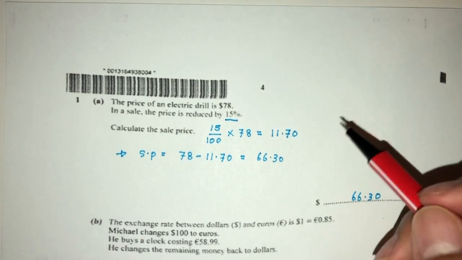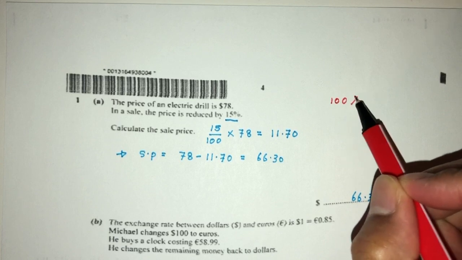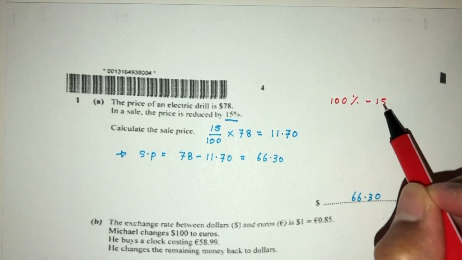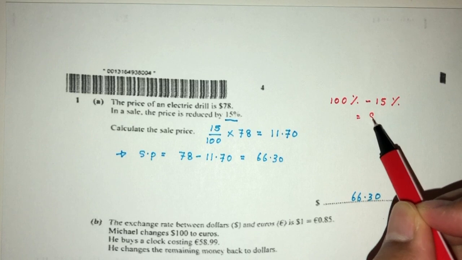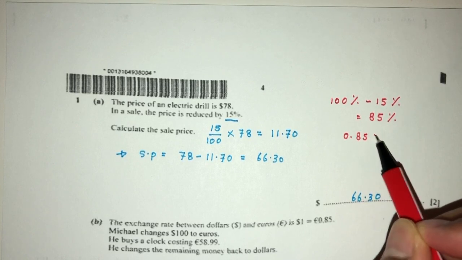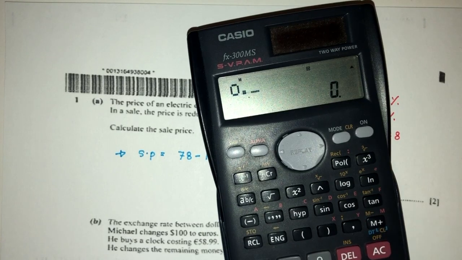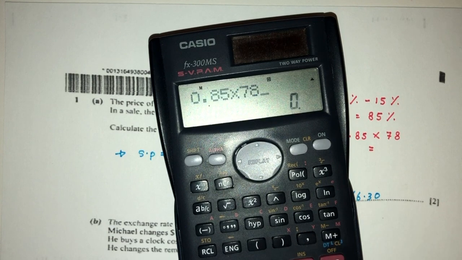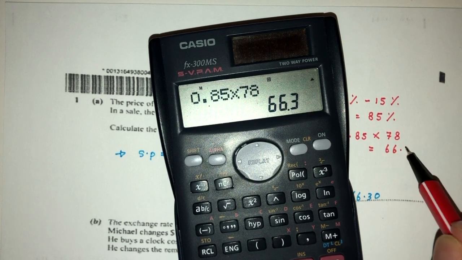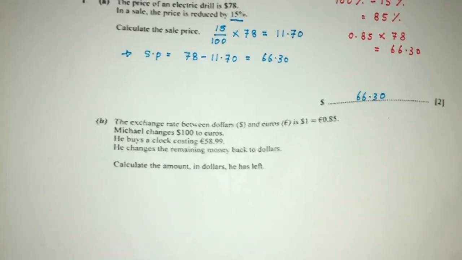Now, the other way you can do this: you know that the initial price is 100%, and a discount of 15% will be 85% of the initial price. So you just do 0.85 times the price, and that will give you the new price. That is the other way of doing this question. Both will give you the same value. That is part A.